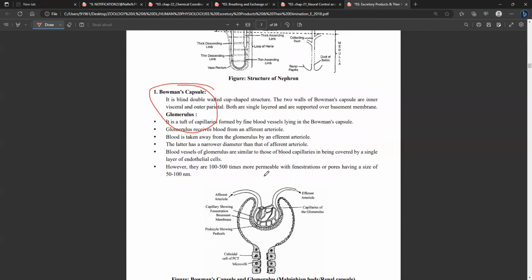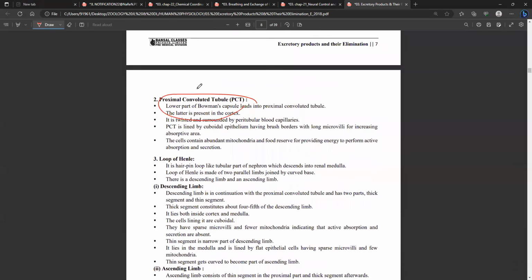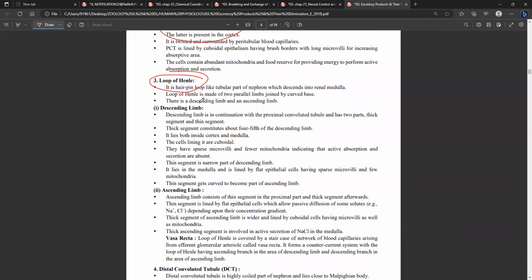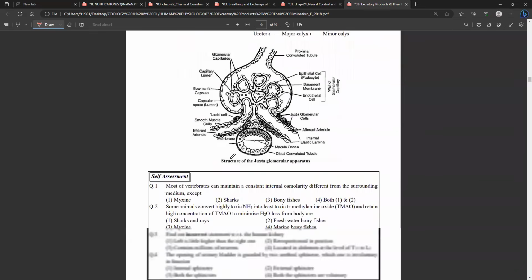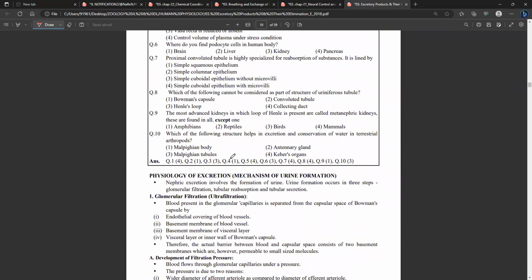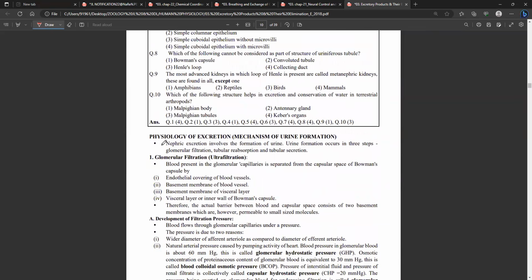Bowman's capsule, what does it contain? Then what is the function of the PCT, function of the loop of Henle, function of the distal convoluted tubule, as well as the collecting duct system, which is completely important. Then here, the most important one, the mechanism of urine formation.